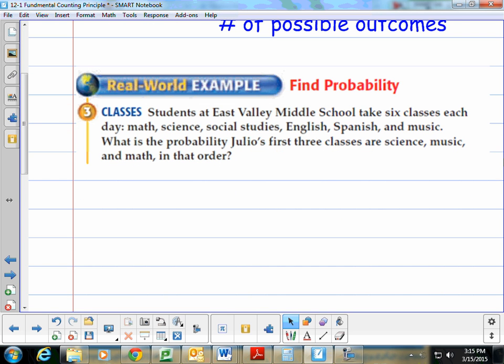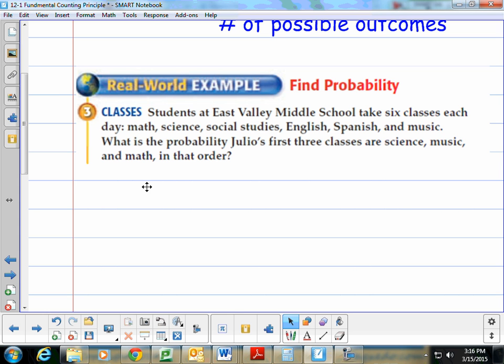So looking below, if you're thinking about your class schedules, students at East Valley Middle School take 6 classes each day. They take math, science, social studies, English, Spanish, and music. What is the probability that Julio's first 3 classes are science, music, and math in that order?